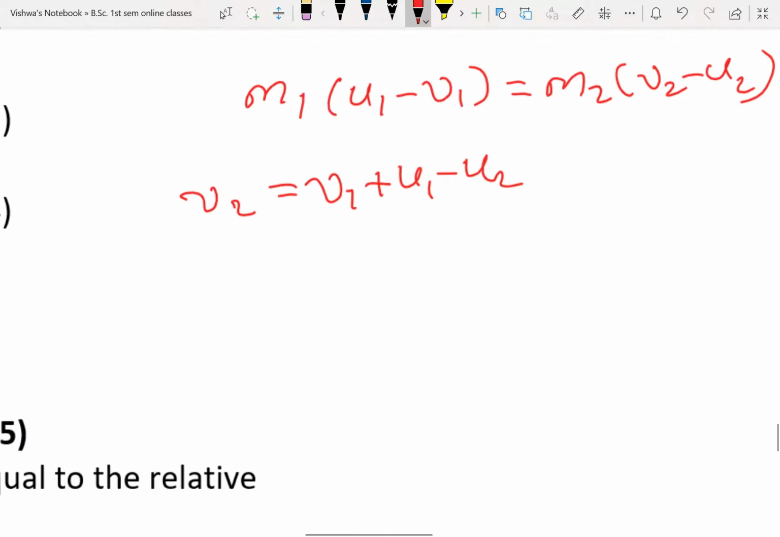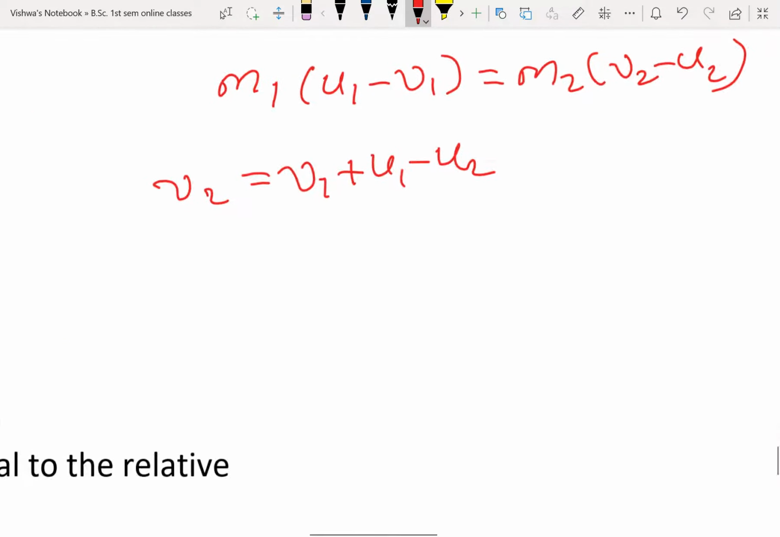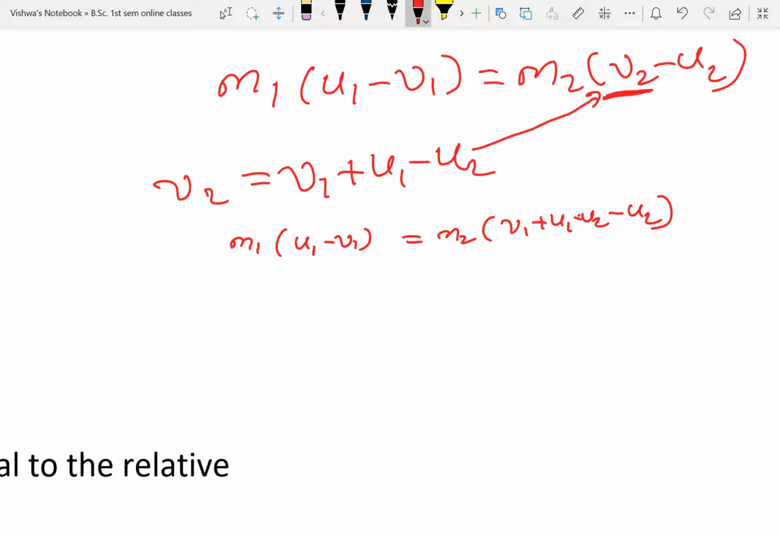So now substitute and simplify. I am going to substitute the value of v2 in this equation. Here we have to replace this v2 by substituting this value. Then this becomes m1 into (u1 minus v1) is equal to m2 into (v1 plus u1 minus u2 minus u2). Now simplify. It becomes m1 u1 minus m1 v1 is equal to m2 v1 plus m2 u1 minus 2 m2 u2.